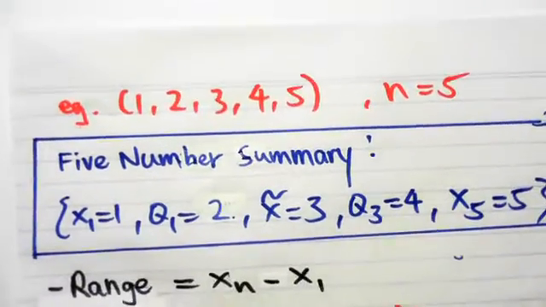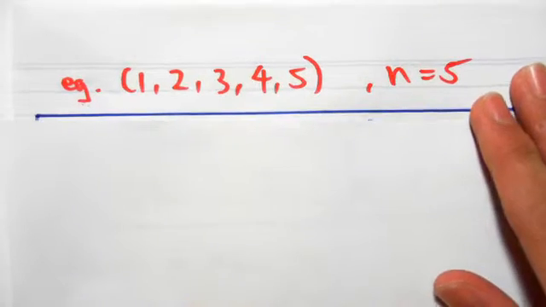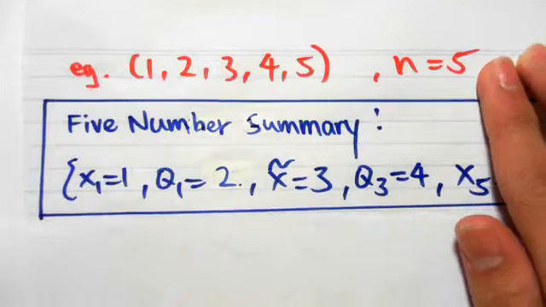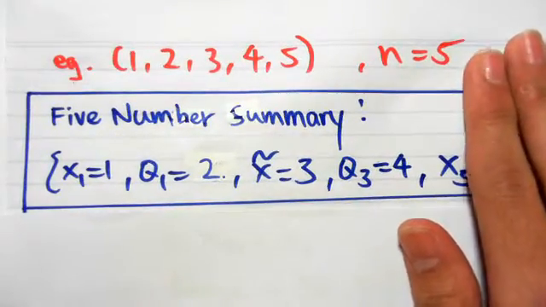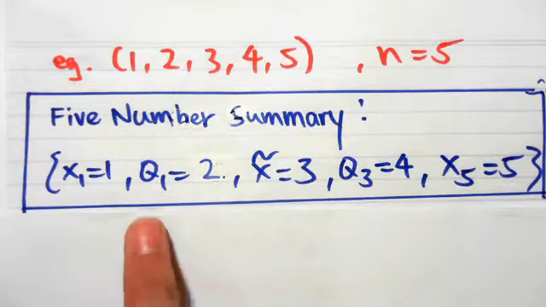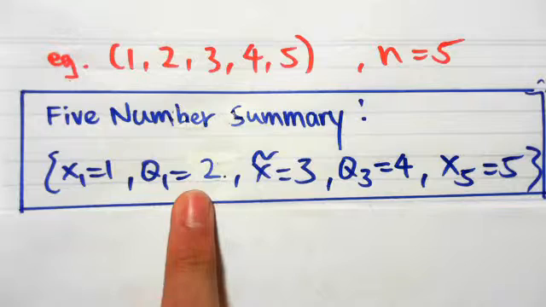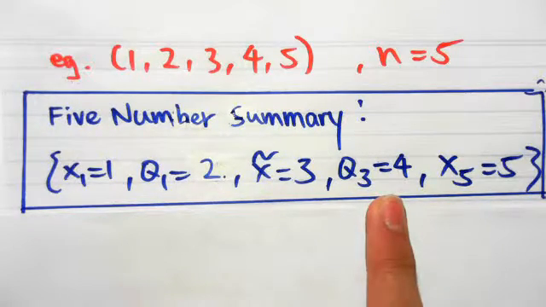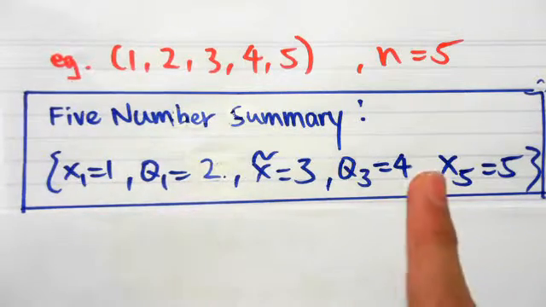Just to summarize our data, let's go back to our sample size of 5, with 1, 2, 3, 4, 5 being our sample set. We'll write our five number summary like this. Back to what we had discussed before, x1 is equal to 1, the minimum. The lower quartile was equal to 2. The median is 3. The upper quartile is 4. And x5, which is our maximum, is 5. So this is our five number summary.